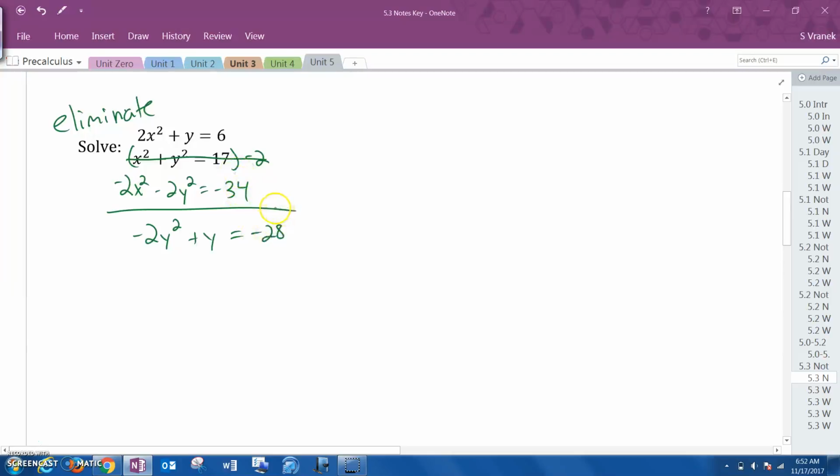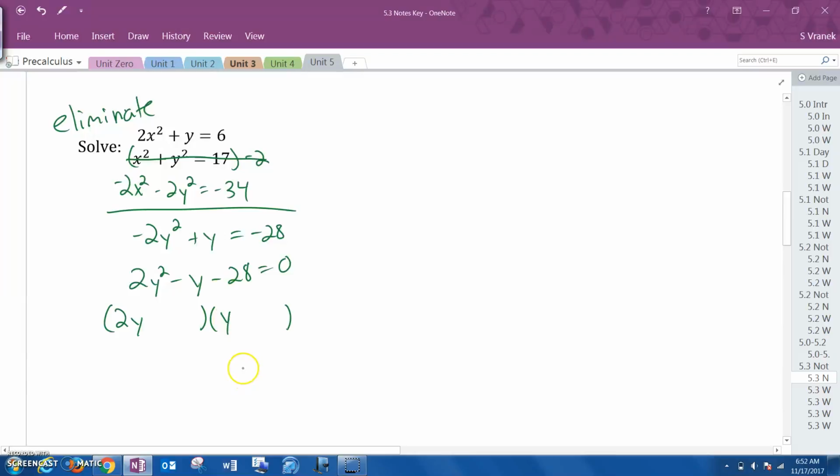So if I move everything over and divide by a negative, I end up with positive, positive, negative, so this will be 2y squared minus y minus 28 equals 0. And again, that's me moving over the 28, so it's positive, and then dividing everything by a negative. So now I have to factor by using guess and check. I know for a fact this has to be a 2y, and this has to be a y.